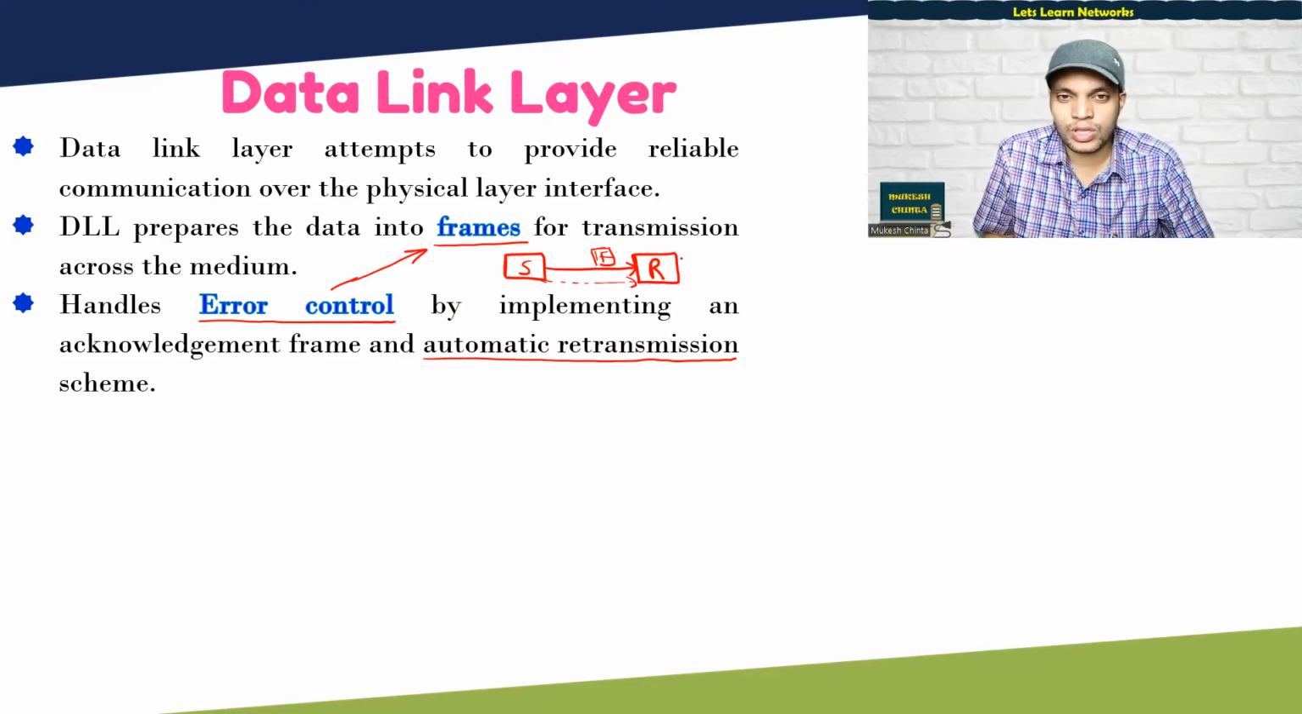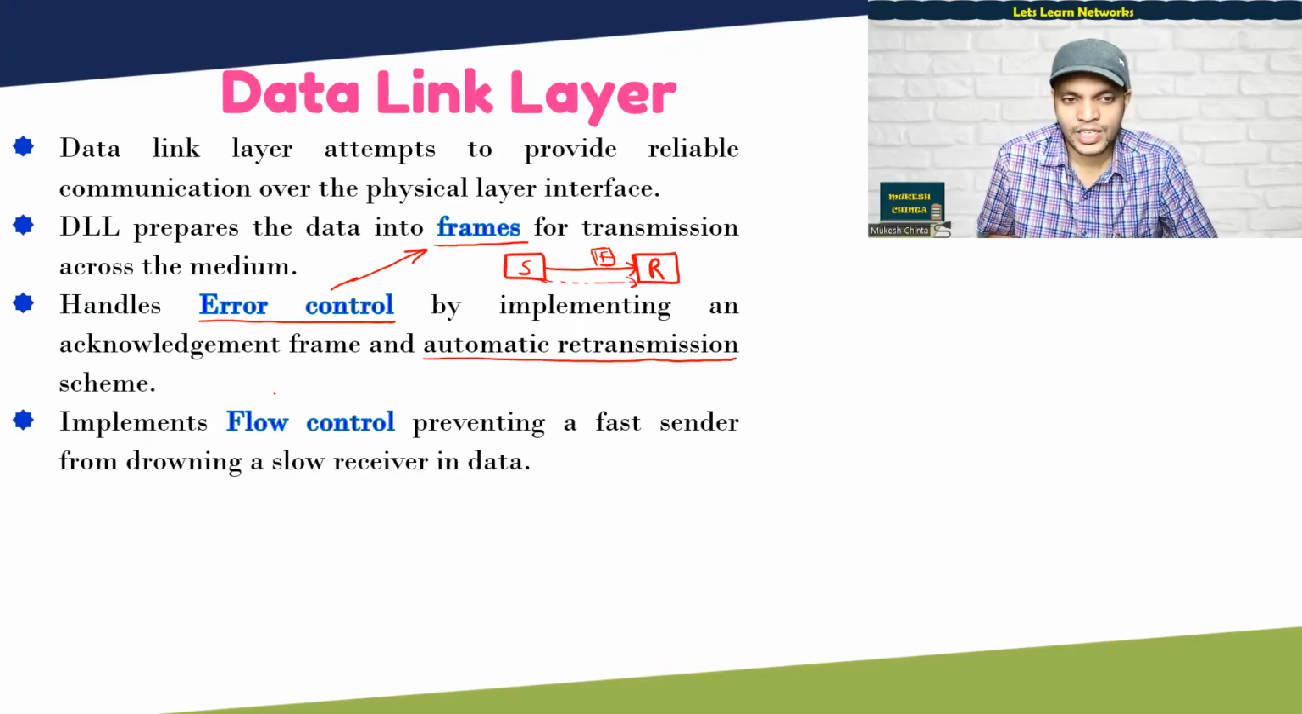We will discuss more about error control in our future videos, how it is done, and how we can use sequence numbers, timers and acknowledgements, all put together for proper implementation of error control at the data link layer. We will discuss them in our future videos. The next functionality of the data link layer is to implement flow control.